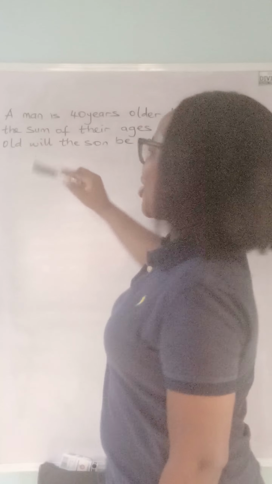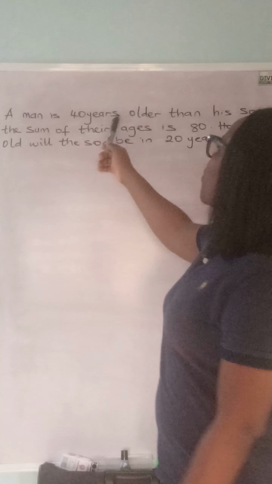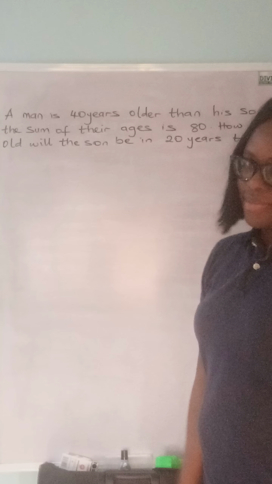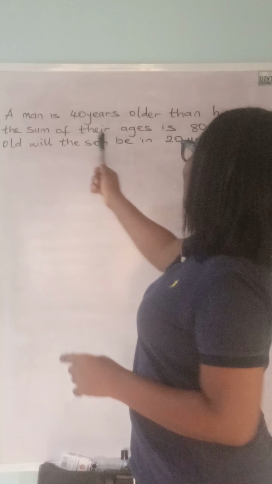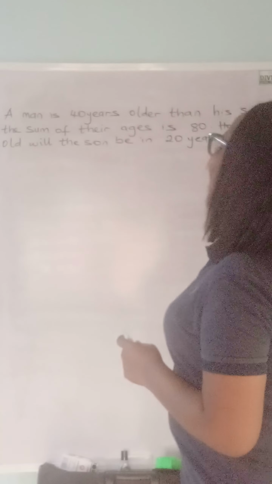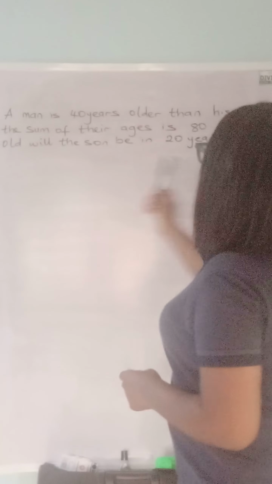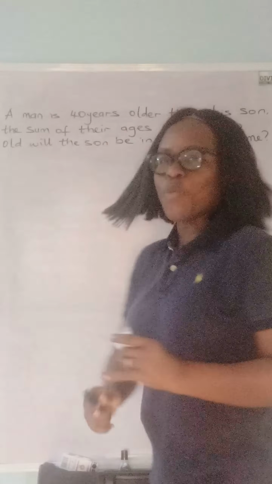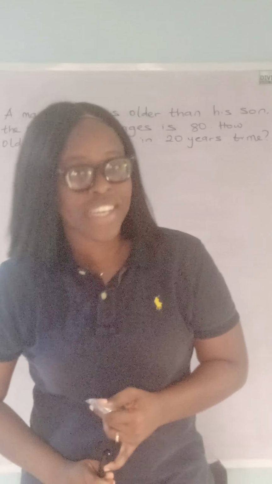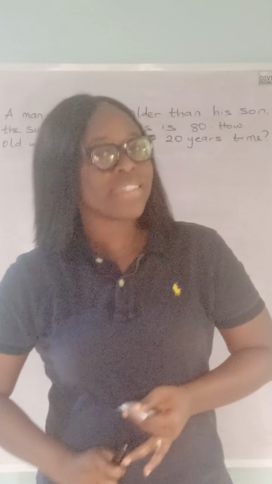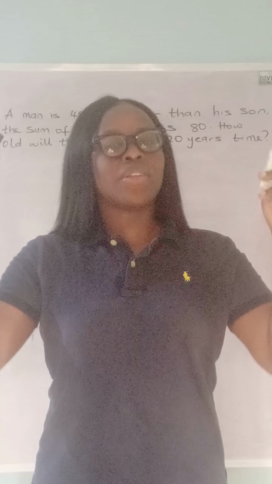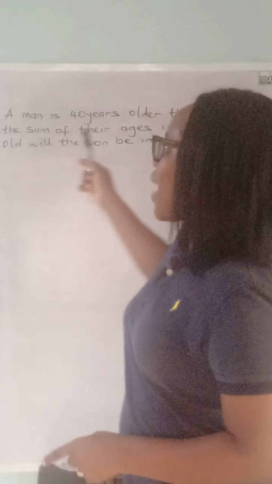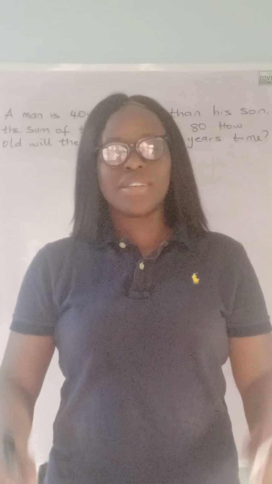Today we're looking at this question. A man is 40 years older than his son. The sum of their ages is 80. How old will the son be in 20 years? Now, we don't know the son's age. We don't know the man's age. But we are required to state how old the son will be in 20 years' time.